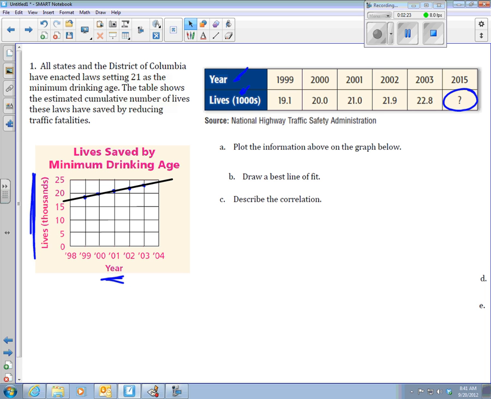Describe the correlation. Well, if you look at the line, as it goes to the right, it's going up. This is a positive correlation. In other words, the slope of my line will be positive. Now, write a prediction equation. Well, what we have to do is pick 2 points on this line, find our slope and our y-intercept, and write our prediction equation.